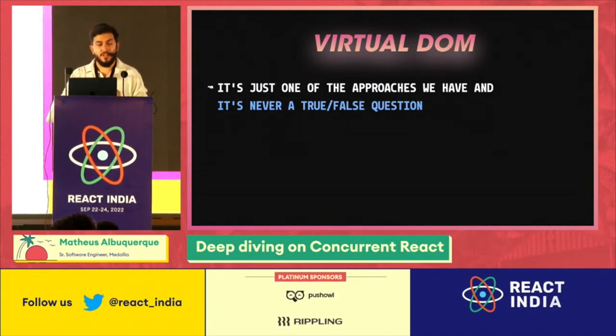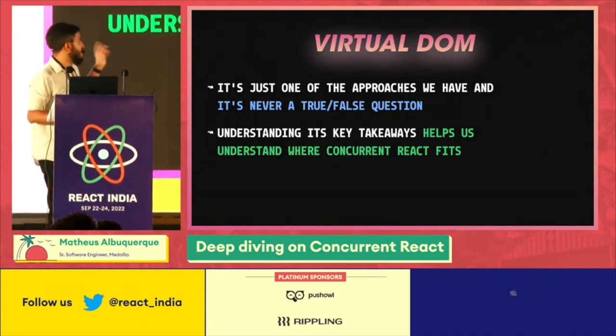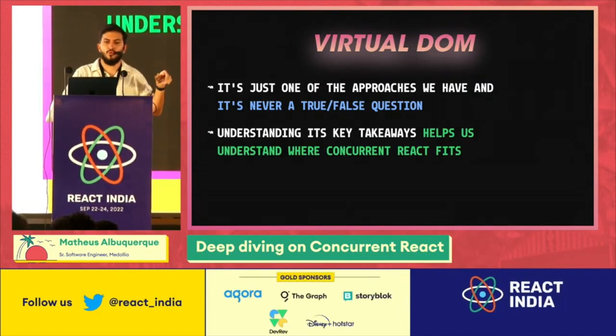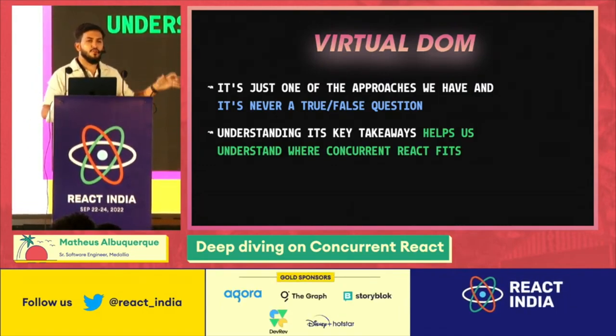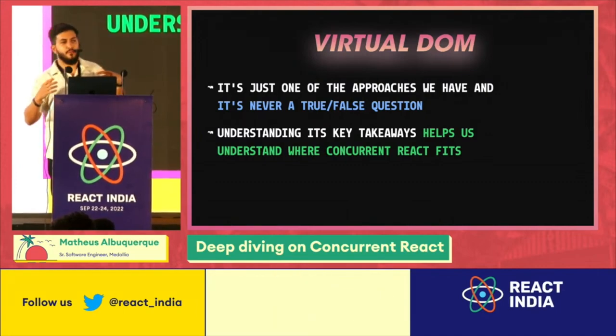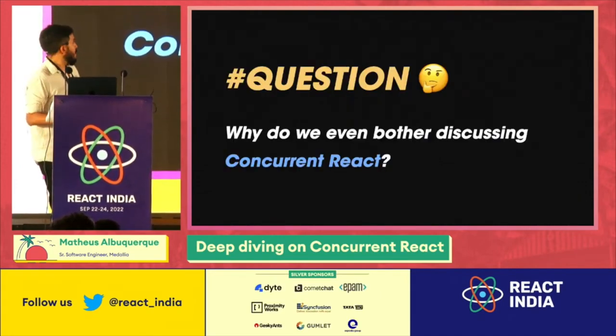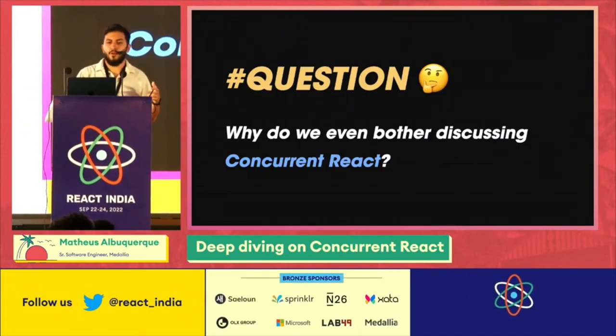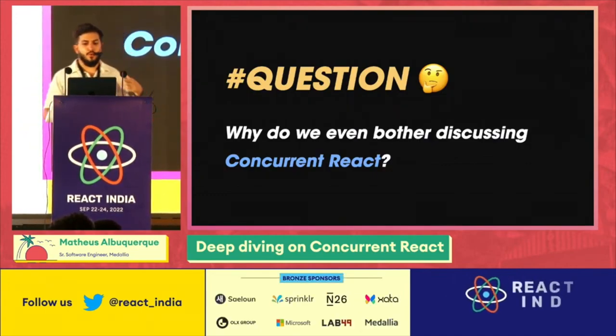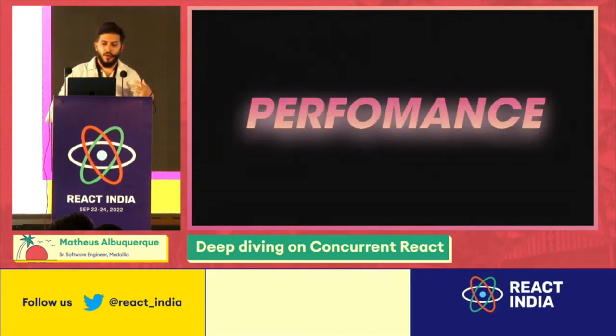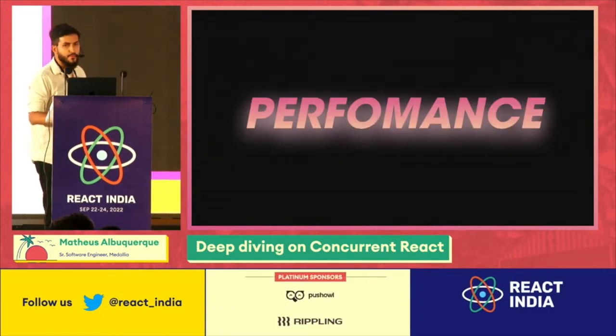And the reason why I'm saying that is because understanding the key takeaways from Virtual DOM is really helpful for us to see where Concurrent React fits in. So this brings the question, why do we even bother discussing that? Why do we even care? If I had to go with one word, performance.